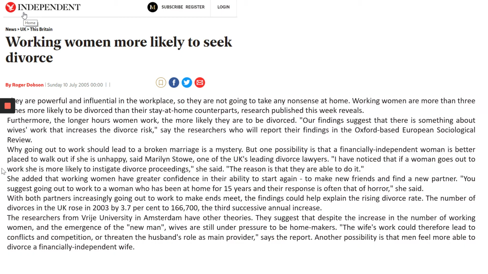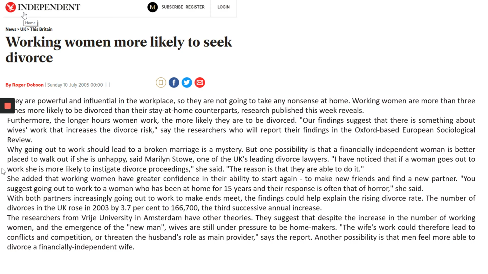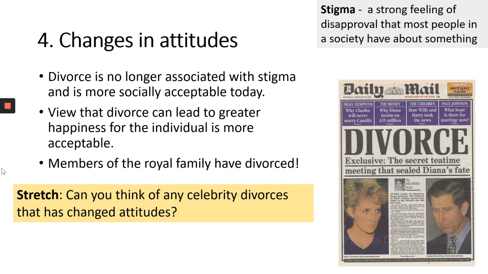Have a look at this article. It links to what we were just talking about. What are the reasons why the status of women has led to more divorce? There's some more information there. You don't have to read the article if you don't want to, but it gives you a little bit more in-depth information. It gives you some statistics as well that might be useful.